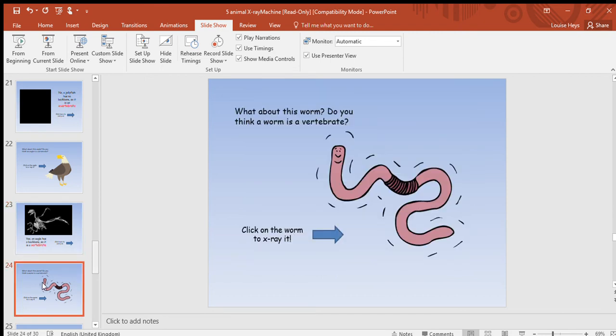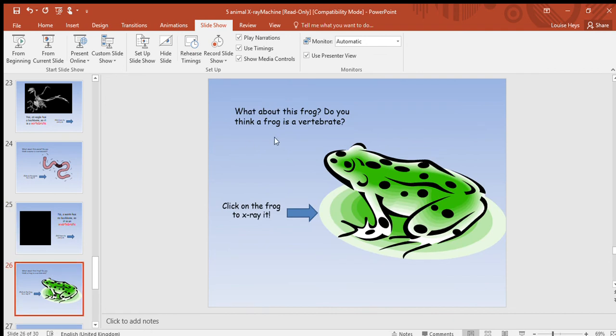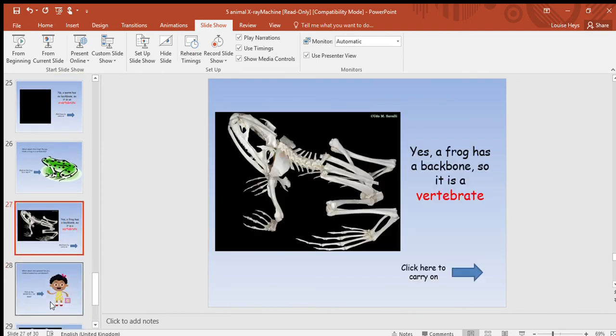Next up, the wiggly worm. Does this wiggly worm look like he has a spine? Nope, a worm does not have a backbone, so it's an invertebrate. Next up, we've got the frog. Is he a vertebrate or is he an invertebrate? He is a vertebrate. He does have a backbone here.